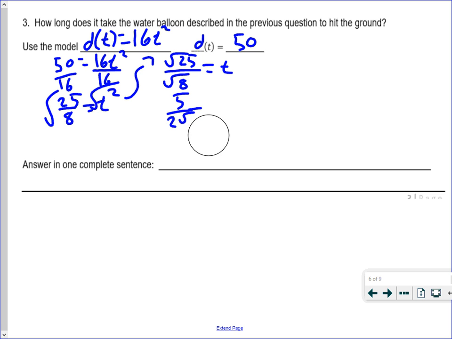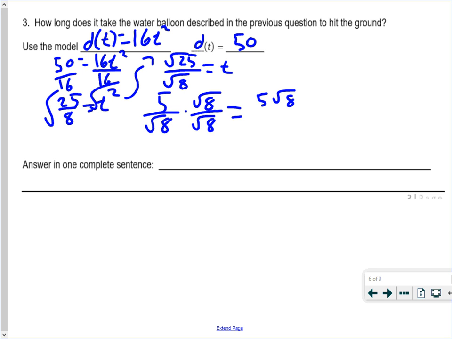But actually, let's backtrack a bit there. Let's not simplify it yet, because we still need to get rid of the root from the bottom. So we have 5 all over root 8. We multiply the top and bottom by root 8. And that gives us 5 root 8 all over 8. Root 8 reduces, like we saw the last few slides, root 8 becomes 2 root 2. So we get 5 multiplied by 2 root 2 all over 8.